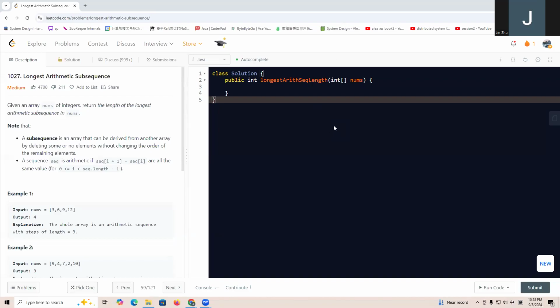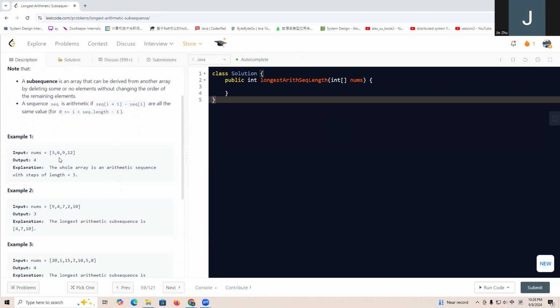Let's go through LeetCode 1027, Longest Arithmetic Subsequence. This question gives us an integer array nums. Return the length of the longest arithmetic subsequence in nums.